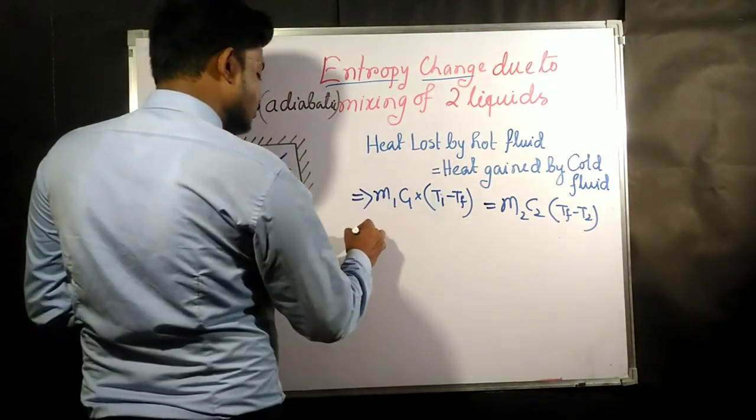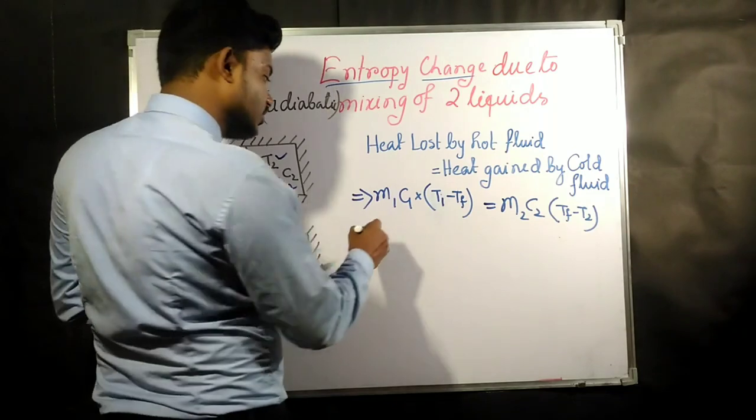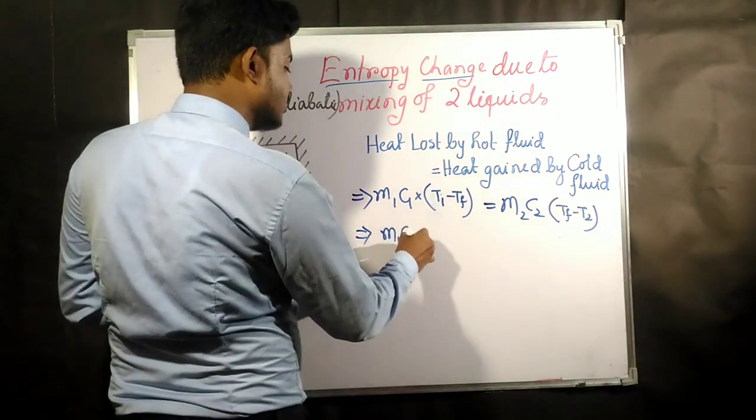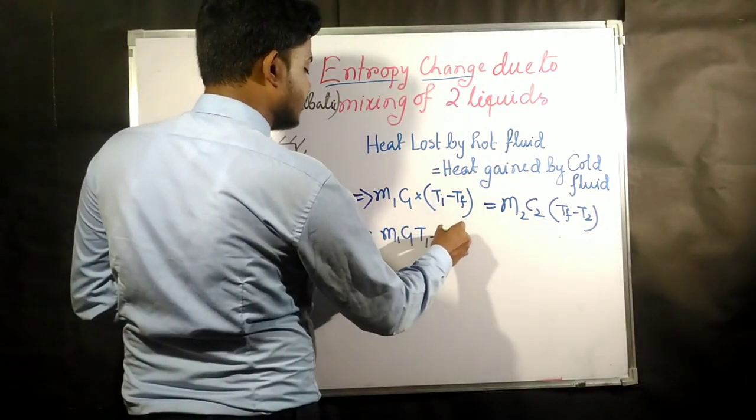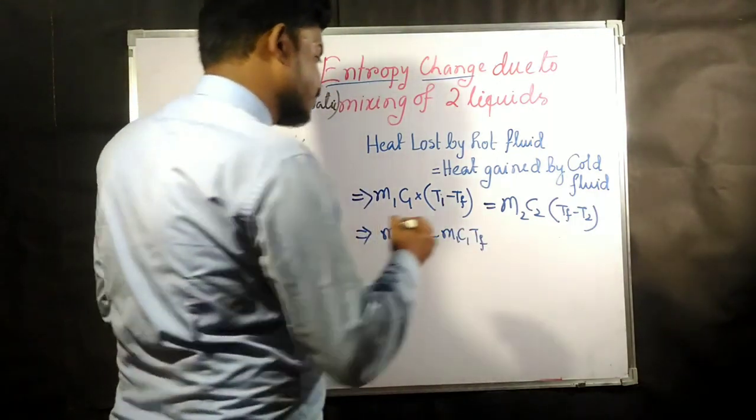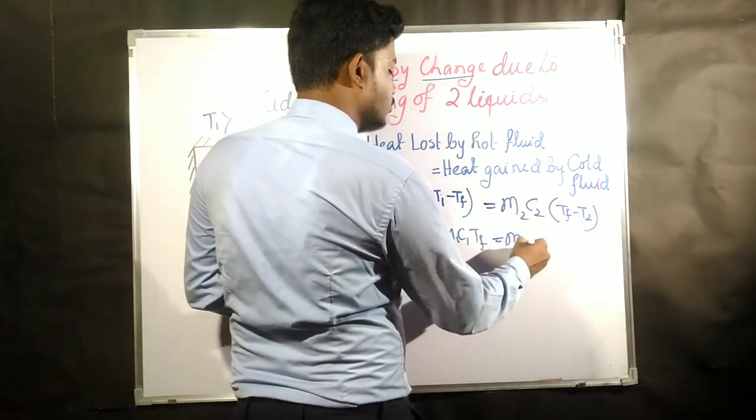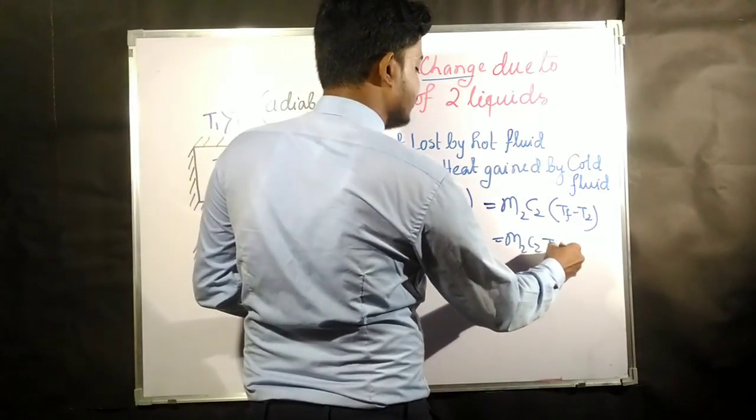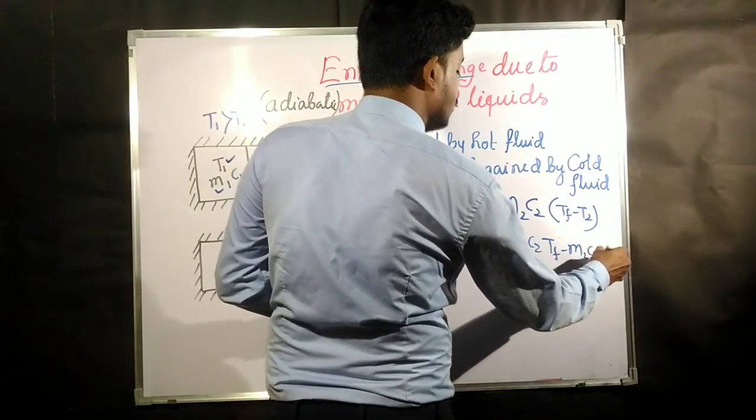Now if you multiply all this out, what it is going to be? M1 C1 T1 minus M1 C1 TF, and here it is going to be M2 C2 TF minus M2 C2 T2.